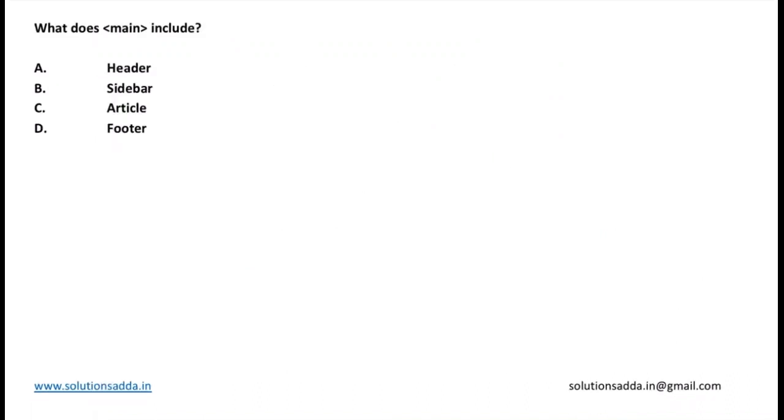This is a question from Web Technologies. What does main include? Options are header, sidebar, article, footer. So main specifies the main content of the document. And that content should be unique across the document. Why? Because it should not contain any repeated contents like sidebars, navigations, links, etc.